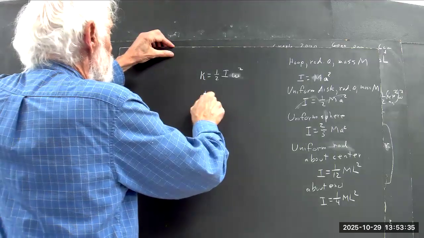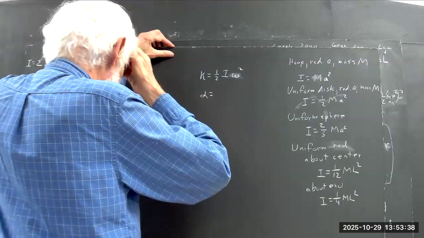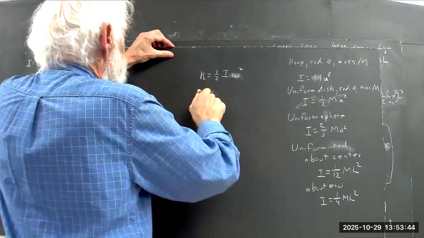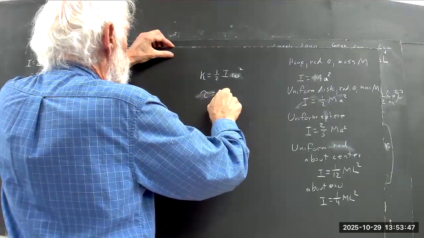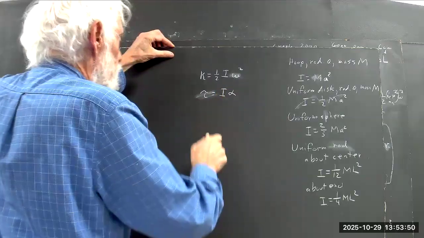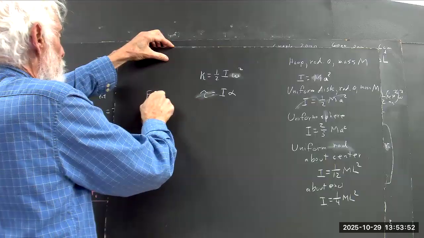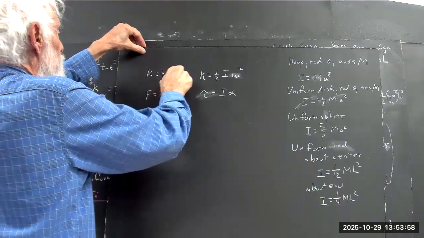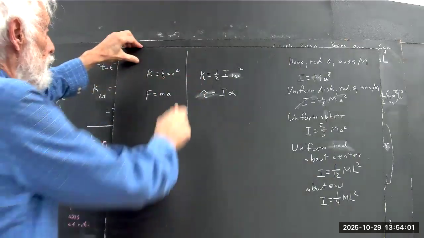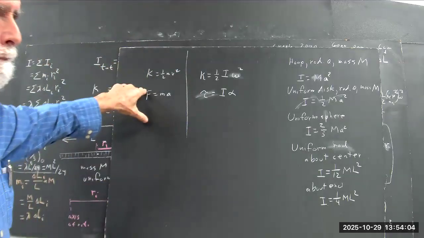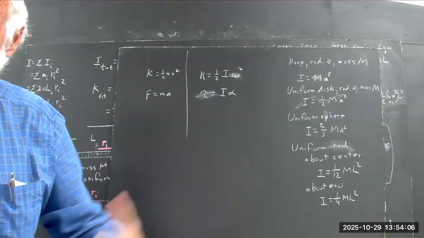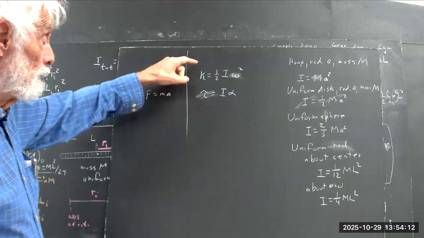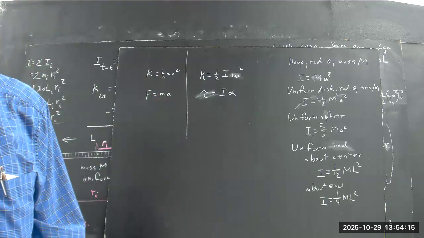Also, angular acceleration, well, let's write it this way. Torque equals I alpha. This is like F equals ma. This is like kinetic energy equals 1/2 mv squared. These are correspondences between the things you're familiar with from the problems you've been doing for linear motion to the quantities you get for angular motion.